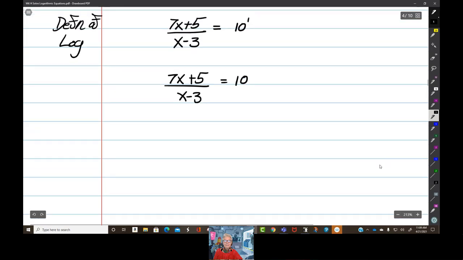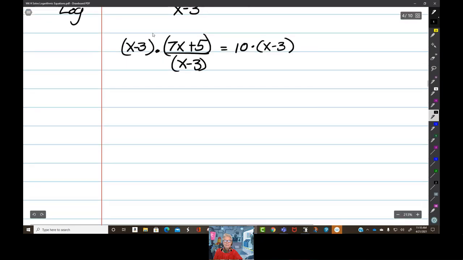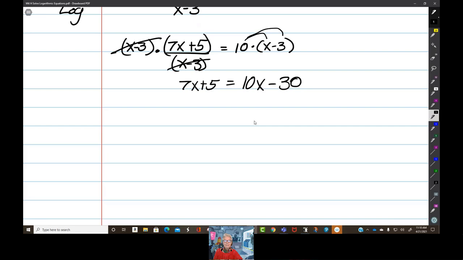Well, all right, what are we going to do now? I am going to multiply both sides by x minus 3, so I can cancel that out, at which point I put parentheses around everything. The x minus 3s cancel out, and I am left with 7x plus 5 equals 10 times x minus 3, so I distribute here: 10x minus 30.